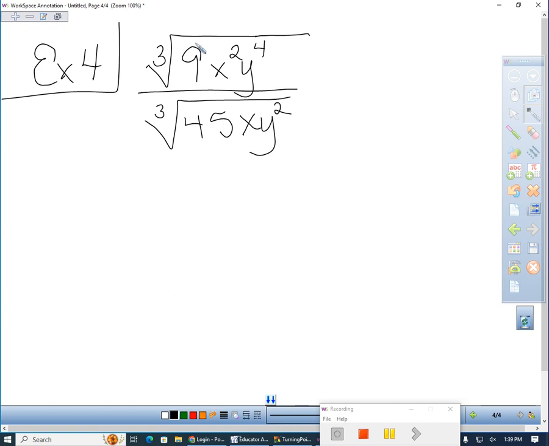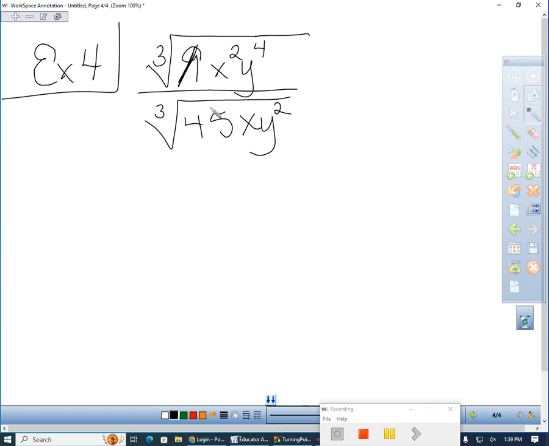Okay? Yes, go ahead. What if you have the cube root of 9x squared y to the fourth, and it's divided by something that's not cube rooted? Then you can't do it. They have to be the same dimensions to divide them. Good question. All right, so we reduce this.